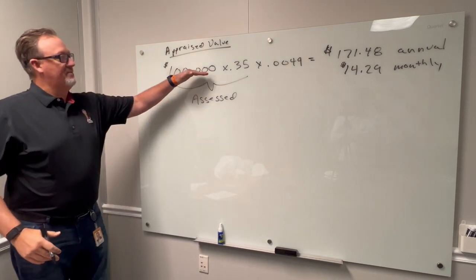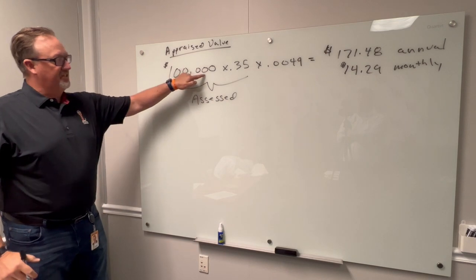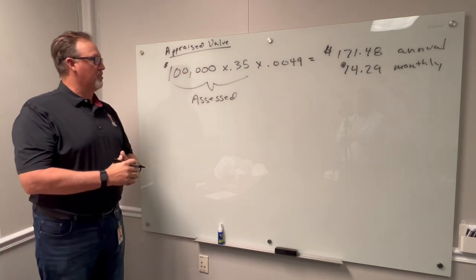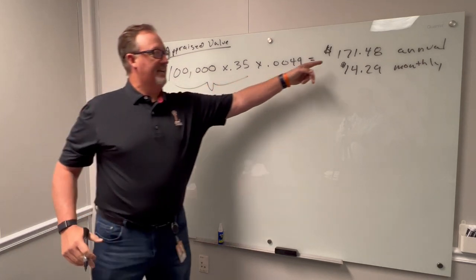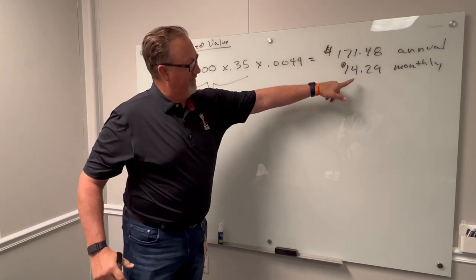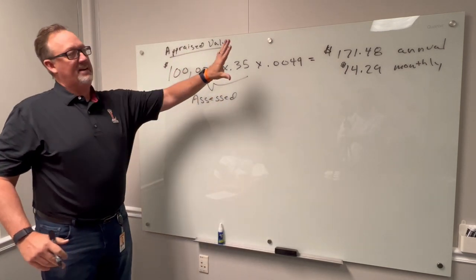The reason you'll see most districts in the state of Ohio auditor will say use $100,000 is it's a pretty easy multiplier. So if I had a $200,000 home, it's appraised at $200,000, I could double this annual cost, I could double this monthly cost, so that would give us, what, $28.58 if it's a $200,000 home, and so forth.